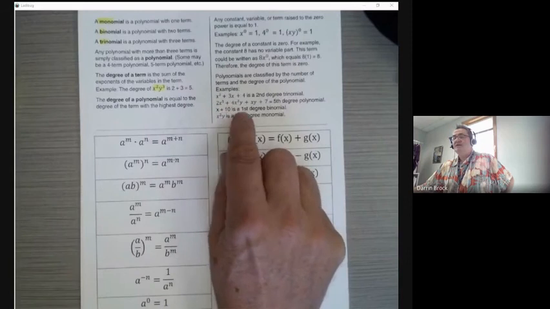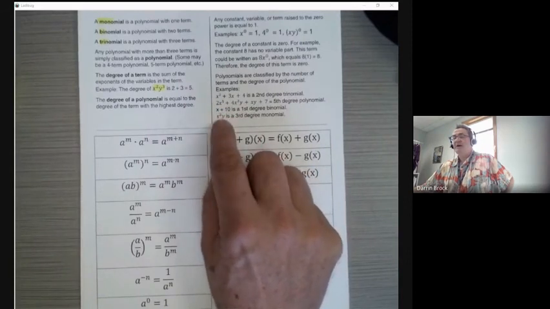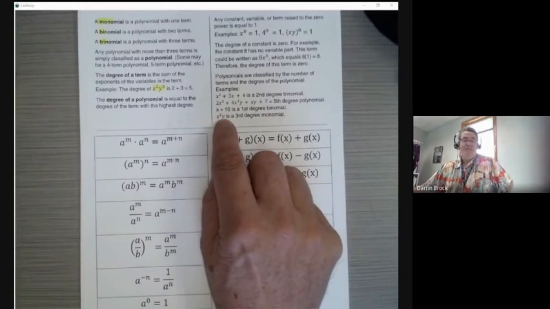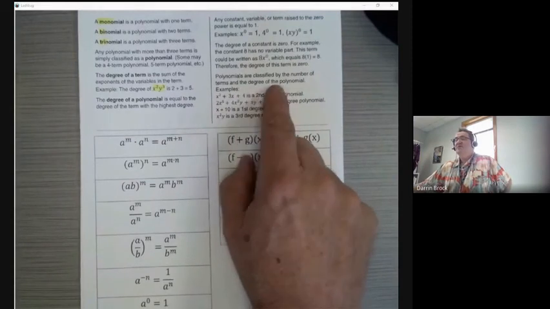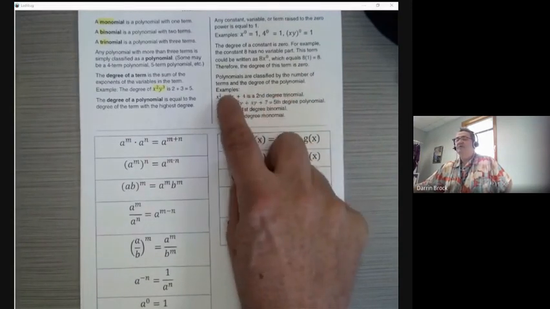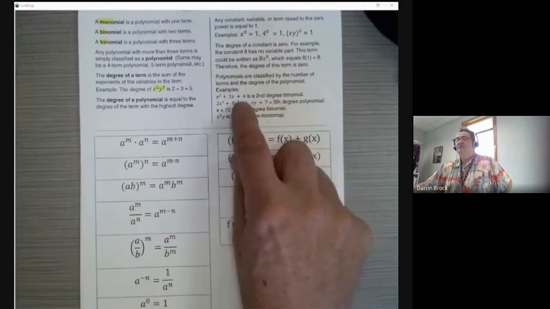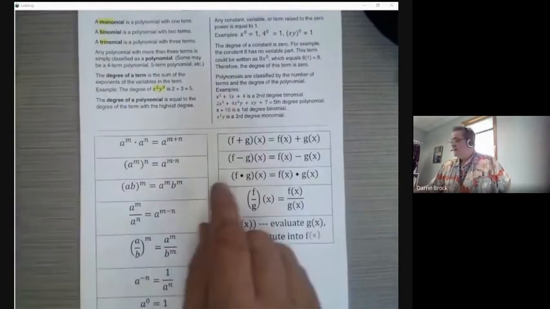So this is a 5th degree polynomial. x plus 10 is the 1st degree because x to the first is the largest. This is the 3rd degree, x squared y, because y is to the 1st power, 2 plus 1, 3rd degree. Okay, so polynomials are classified by the number of terms and degree. This is a 2nd degree trinomial, 1, 2, 3 terms. 5th degree, 1, 2, 3, 4 terms. So a 5th degree polynomial has 4 terms.